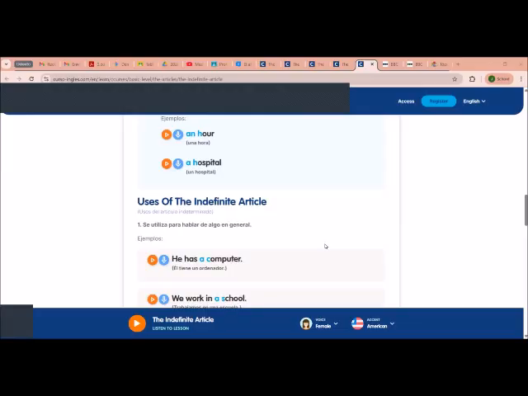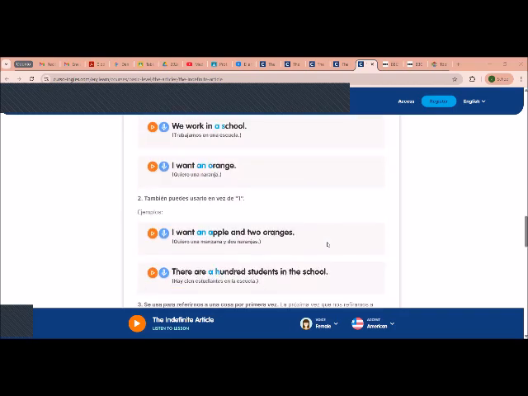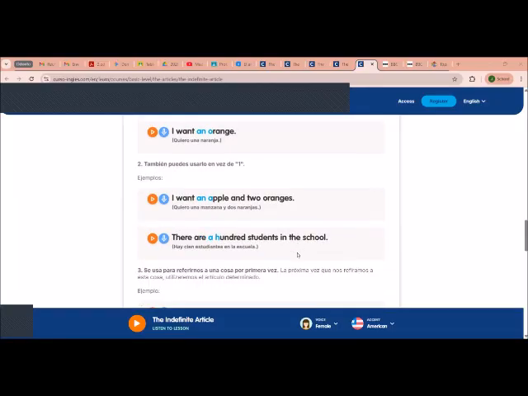Indefinite articles are going to be used to identify one of something in general: a computer, a school, an orange. We also use it in the place of using the number one. So instead of saying I want one apple and two oranges, I can say I want an apple and two oranges. Instead of saying there is 100 students, I can say there are 100 students in the school.